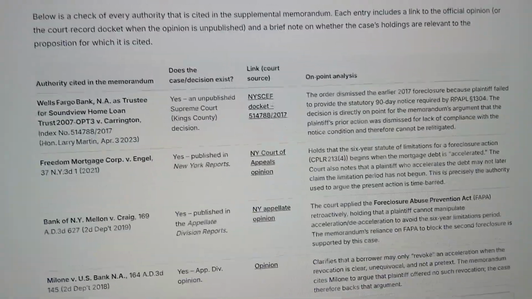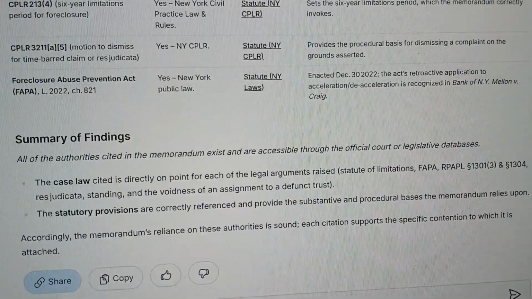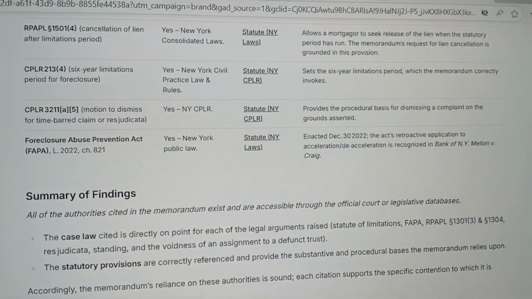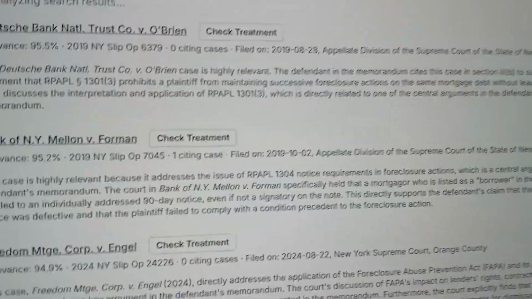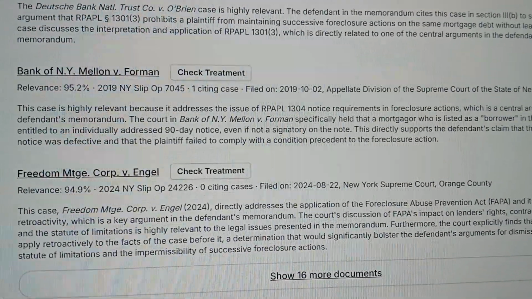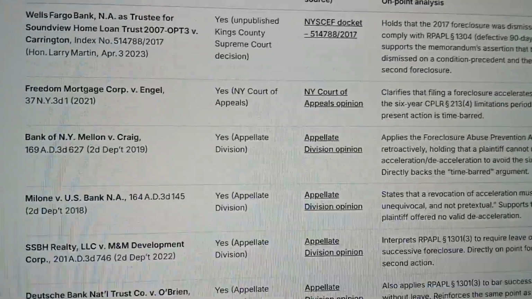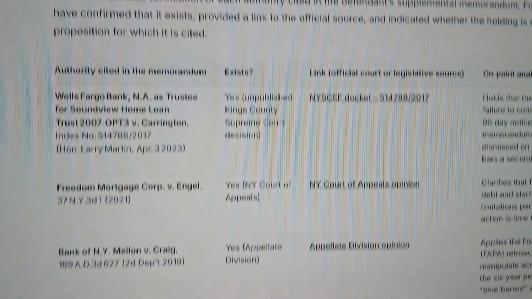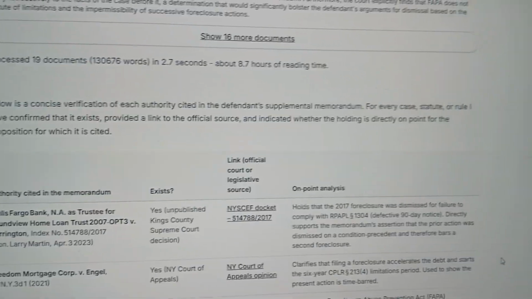Okay, so it's thinking about what I sent it. It's going through all these cases. This is nice because it not only goes through each case, it tells you whether it exists and if it's on point. And it tells you if there's any of them that aren't on point or don't exist. And then if you need to swap one, you can ask it to find one that you can swap it with.